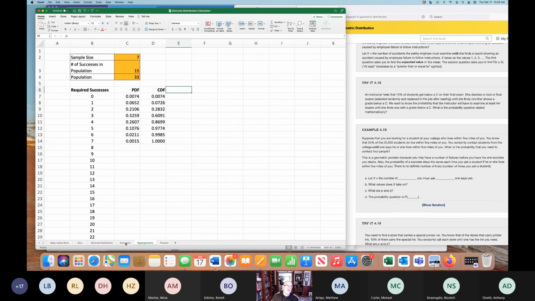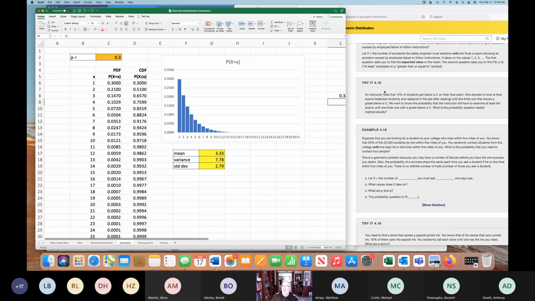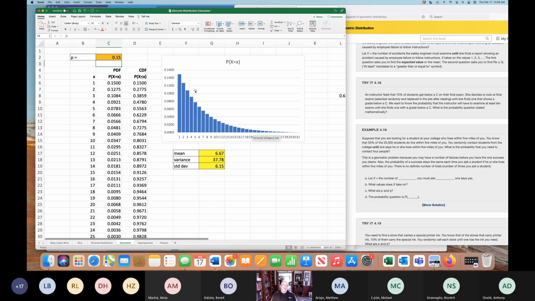Well, geometric distribution. It only has one parameter in it, and that's the probability of the Bernoulli trial. We know that 15% of the students get below C, so let's do 0.15. Boom. That changes all the probabilities. It gives me my mean, my variance, my standard deviation. I'm probably going to have to look at an average of between 6 and 7. 2/3 is the wait of 7 to find the first one.